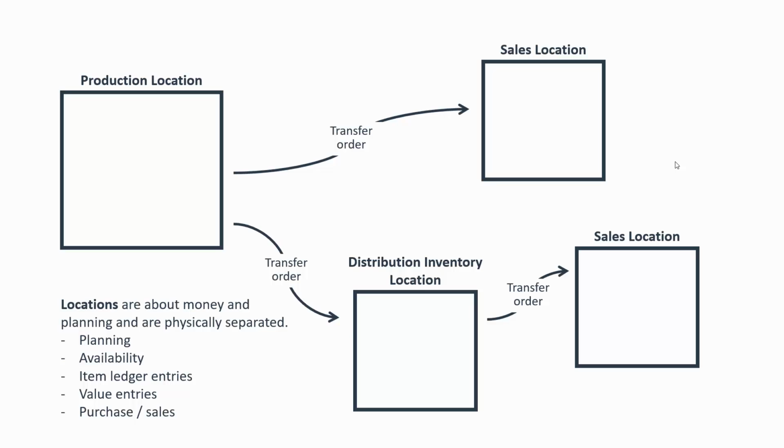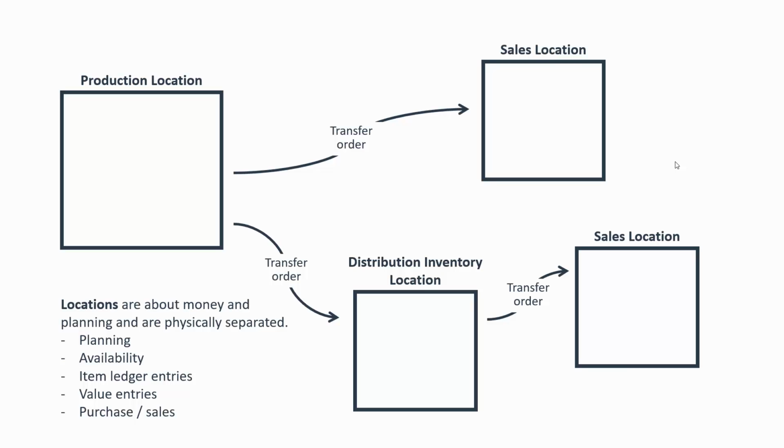In Business Central, we distinguish between locations, zones, and bins, and it's important to be aware of the difference of those. So first of all, locations are something about money, it's about planning and availability, and they are normally physically separated. So a location in Business Central holds, for instance, item ledger entry that has a location code, and underneath those the value ledger entries.